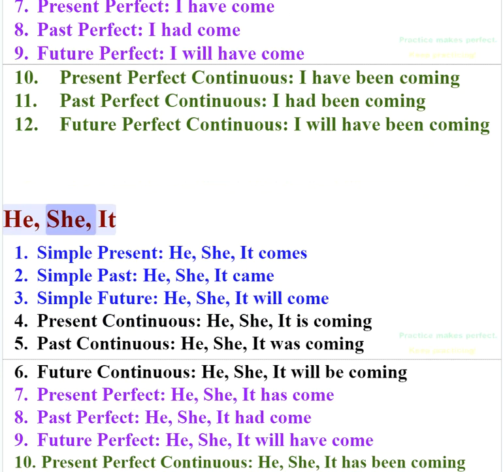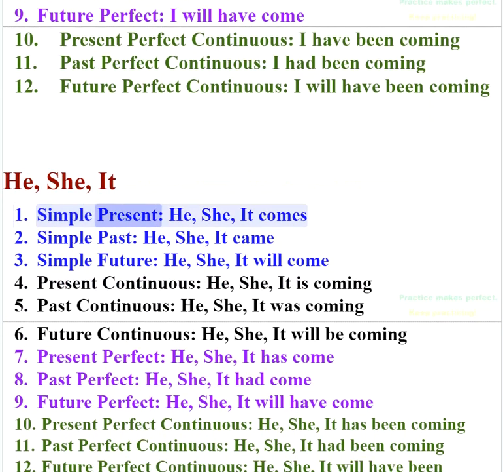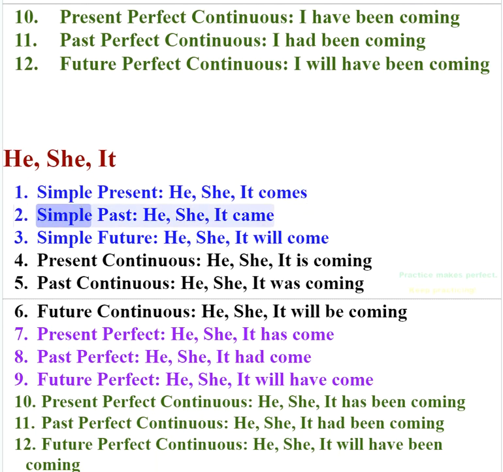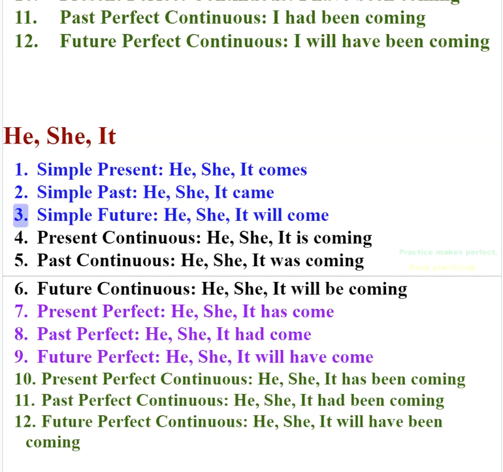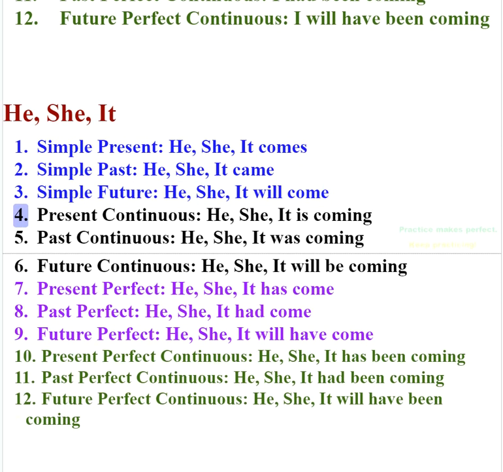He, she, it. 1. Simple present, he, she, it comes. 2. Simple past, he, she, it came. 3. Simple future, he, she, it will come. 4. Present continuous, he, she, it is coming.